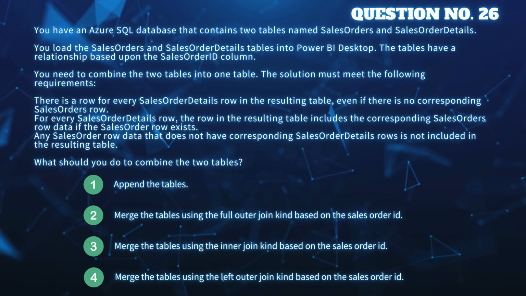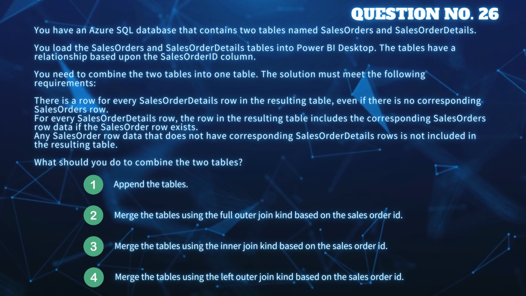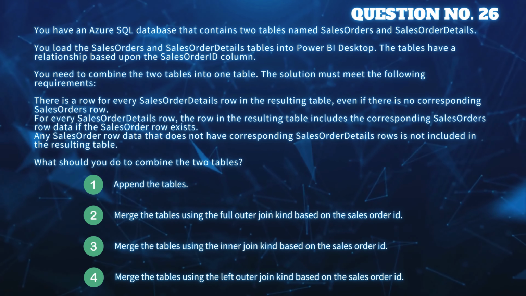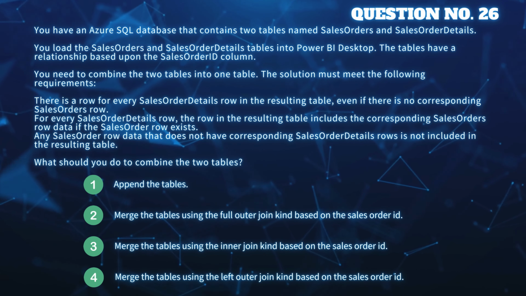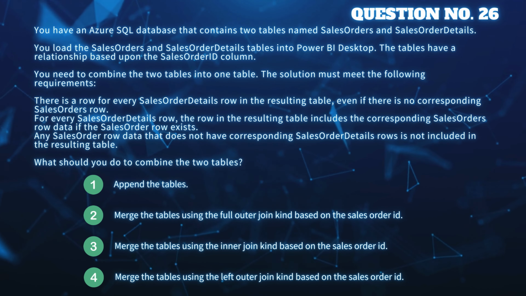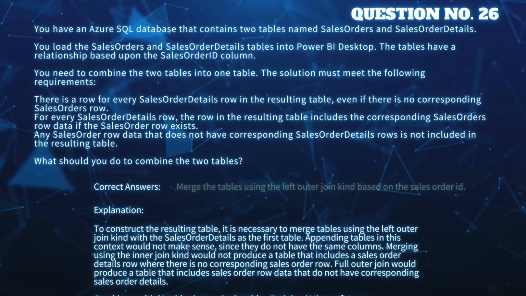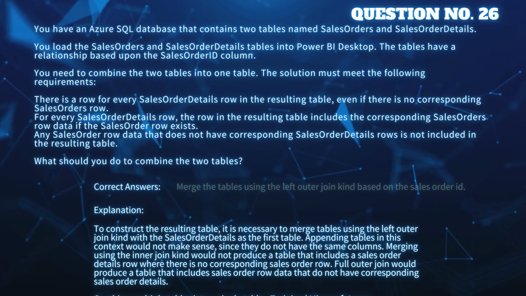Option 1, append the tables. Option 2, merge the tables using the full outer join kind based on the Sales Order ID. Option 3, merge the tables using the inner join kind based on the Sales Order ID. Option 4, merge the tables using the left outer join kind based on the Sales Order ID. Correct answer: merge the tables using the left outer join kind based on the Sales Order ID.